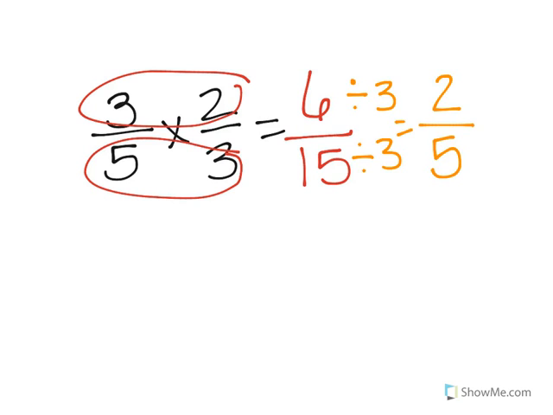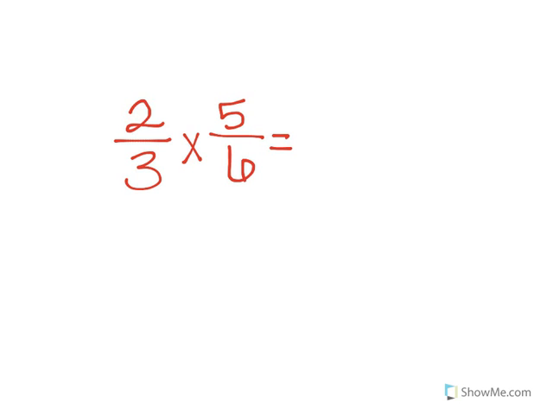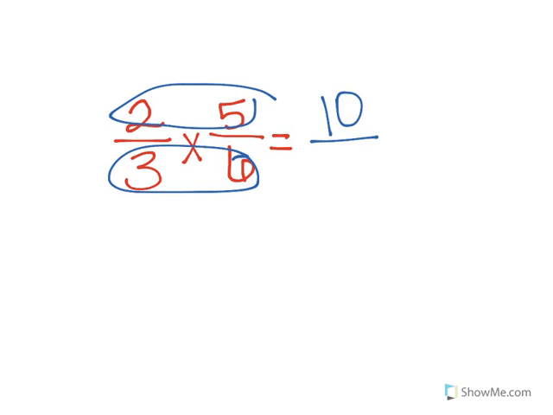Let's do another problem. I'm going to have 2/3 times 5/6. So again, I'm going to do top times top and bottom times bottom. 2 times 5 is 10, and 3 times 6 is 18.